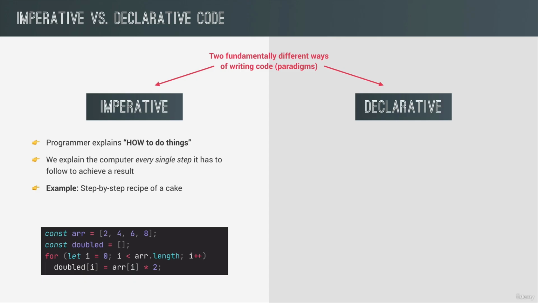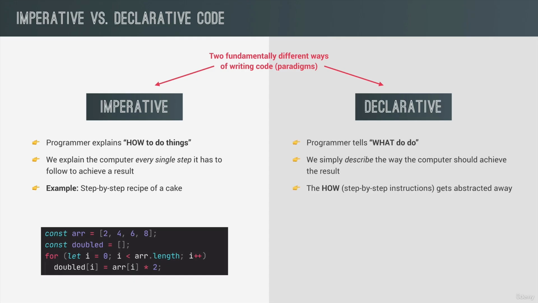Okay, so that's imperative programming, but on the other hand, we also have declarative programming, where the programmer tells the computer only what to do. And so when we write declarative code, we simply describe the way that the computer should achieve a certain result. But the how it should do it, so basically the step-by-step instructions, they get abstracted away. So we do not care about them.